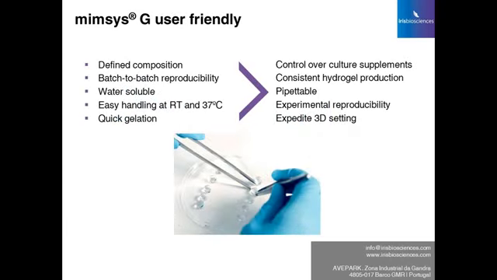Because it is defined, for sure we can warranty batch-to-batch reproducibility. This polymer is water-soluble, and you can perform the entire protocol of mimsys G preparation and cell encapsulation either at room temperature or at 37 degrees to mimic the physiological temperature. And gelation is really quick. In 5 minutes you can have 3D hydrogels. Well, after gelation.